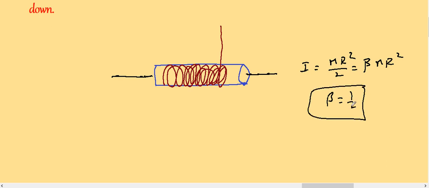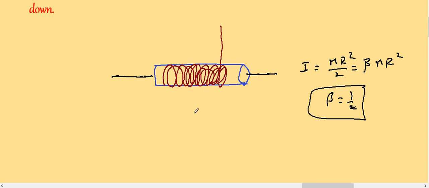We know that the moment of inertia of a solid cylinder about the central axis is mr square by 2. So if I compare it with beta mr square, beta becomes equal to 1 by 2. The question is with what acceleration it rolls down.